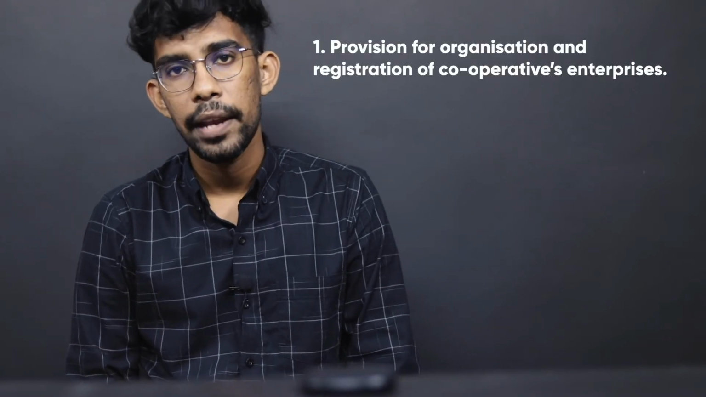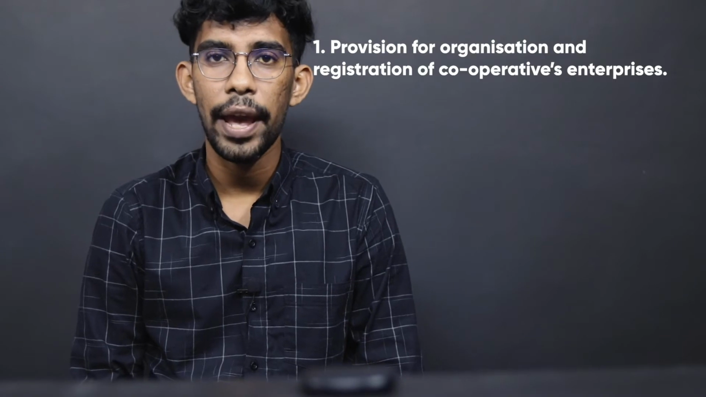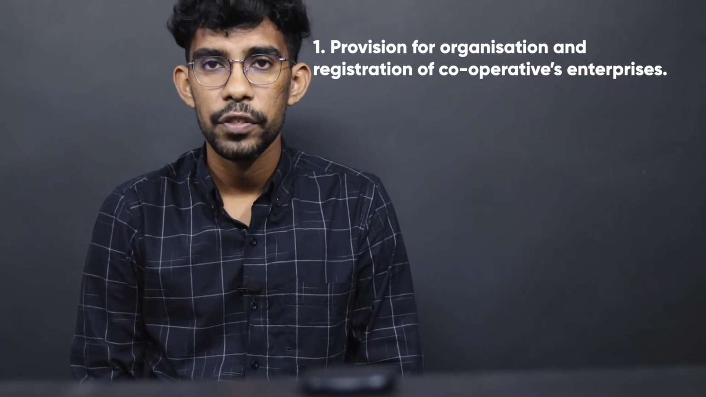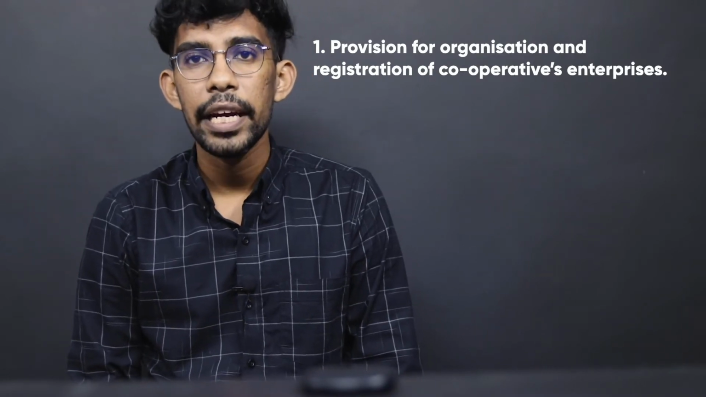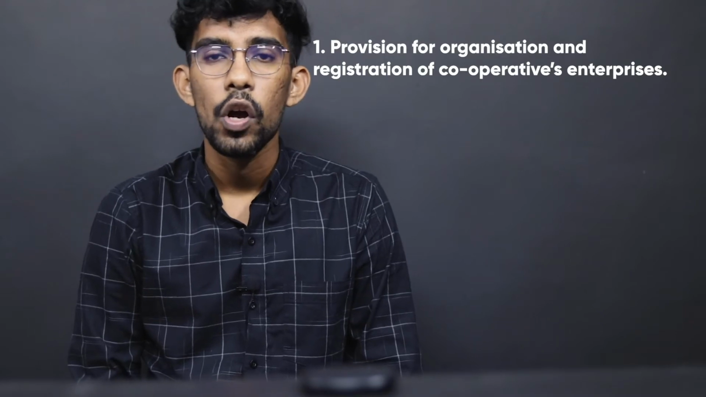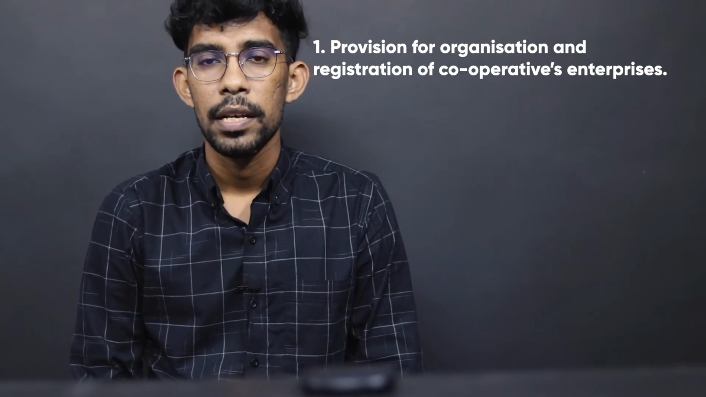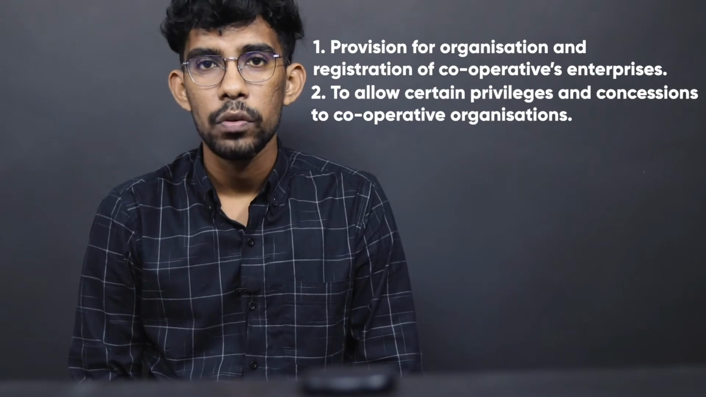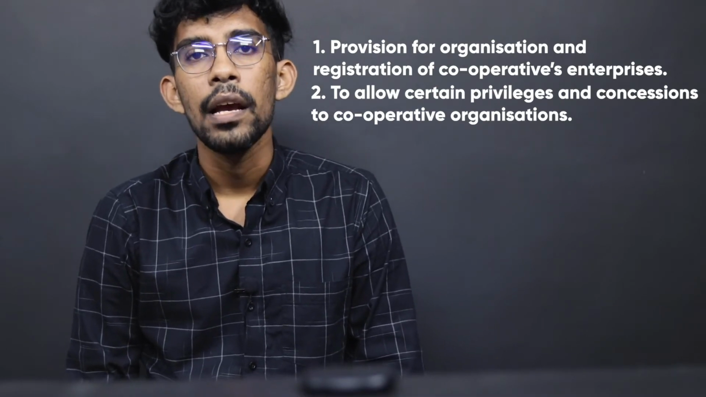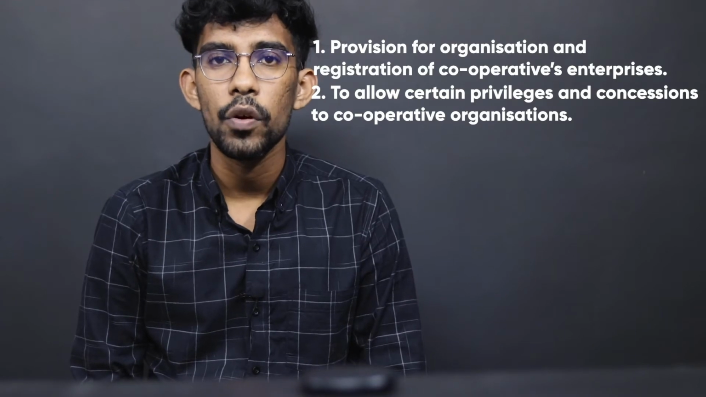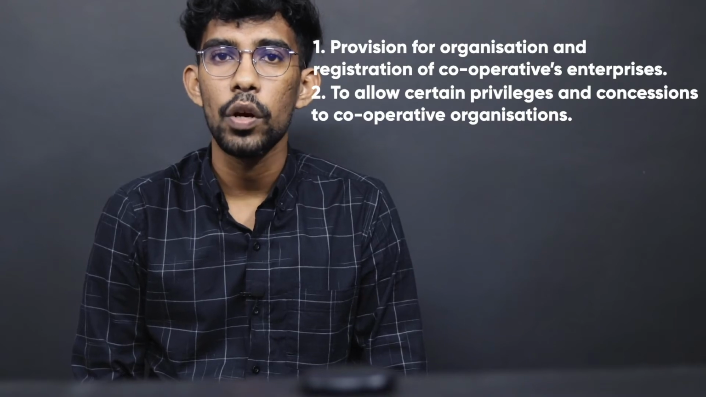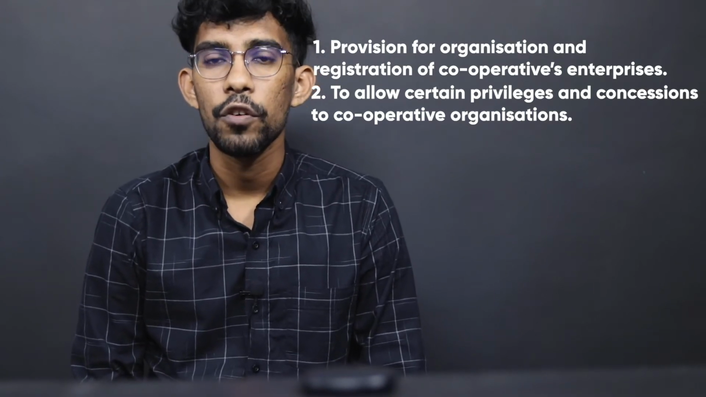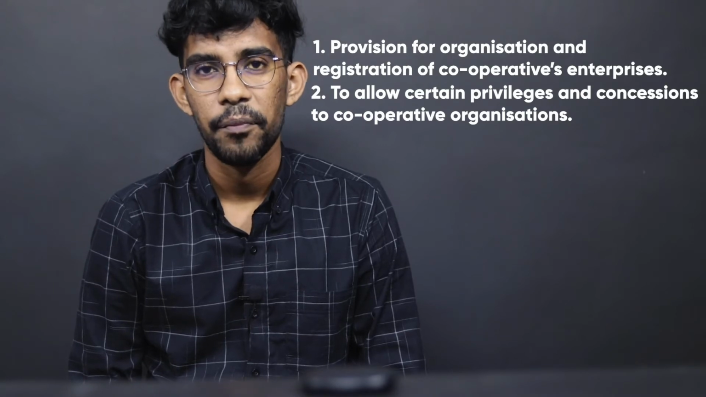First one is provision for organization and registration of cooperative enterprises. It refers to the various conditions or legal requirements needed for the registration of cooperative enterprises. Secondly, to allow certain privileges and concessions to cooperative organizations. It is a right and permit allowed to the cooperative organization for the efficient functioning.